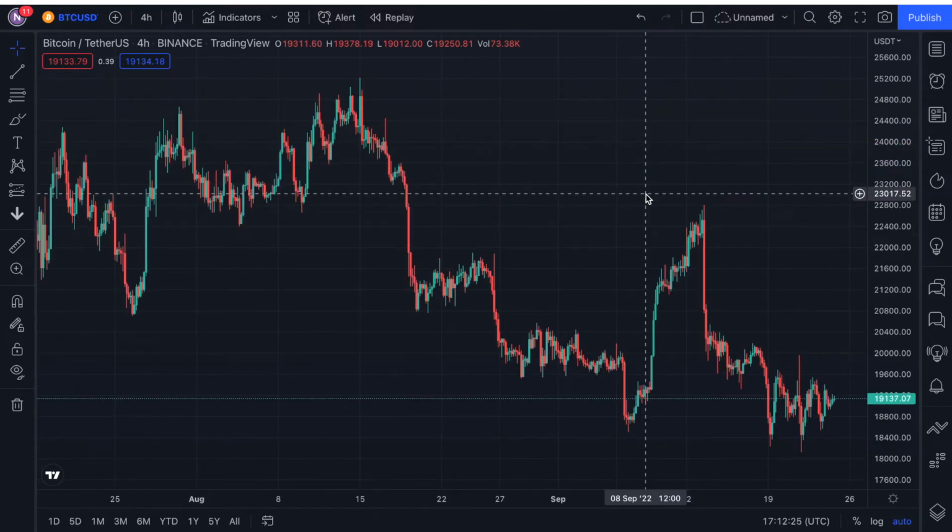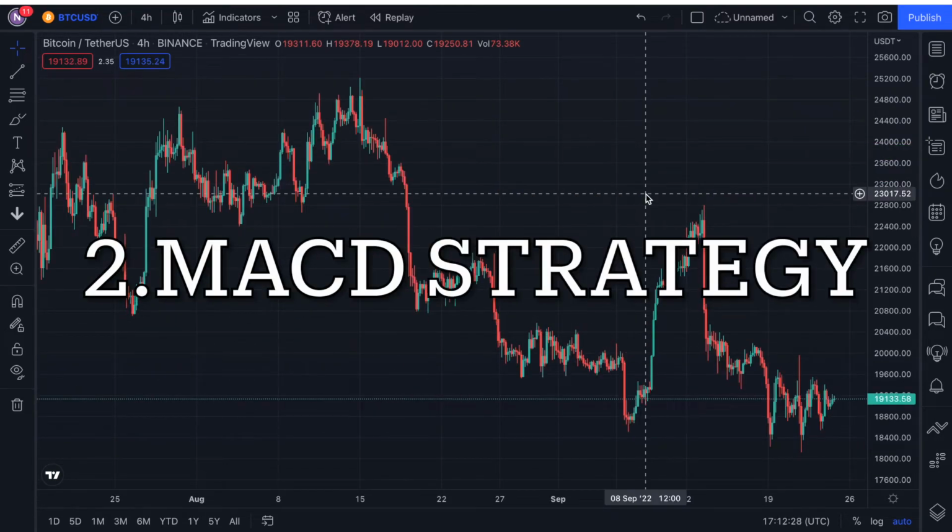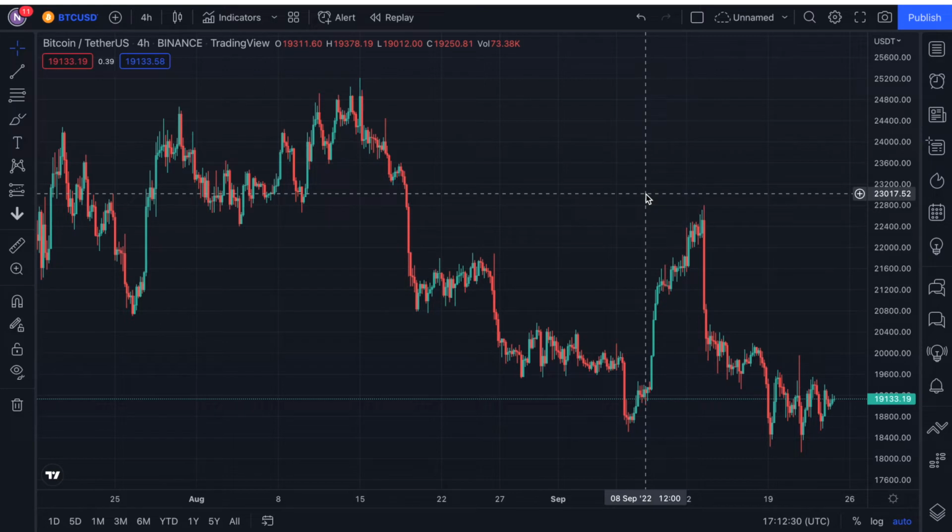Now our second strategy is MACD strategy. Well, the MACD is commonly used by most of the traders because it is one of the best strategies. I'm not gonna use MACD alone. Well, I'm going to use a combination of MACD and 100 EMA. First, let's talk about what MACD is.